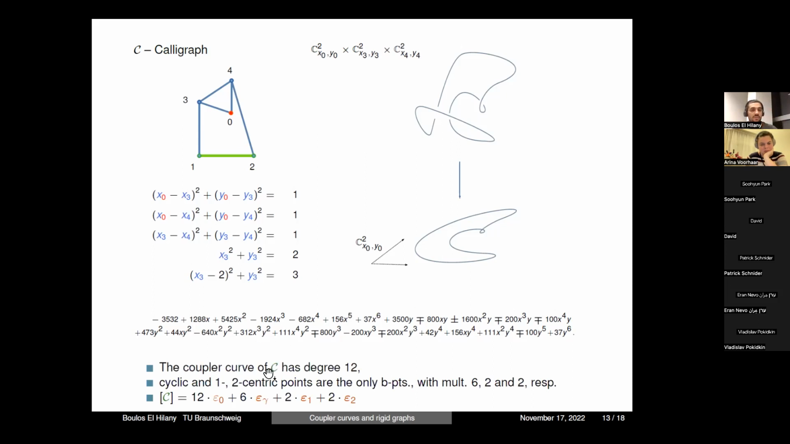So the coupler curve actually has degree 12, and just by the computations, one can check that it has the cyclic points, 1 and 2 cyclic points, as the only base points. So this confirms the theorem from before. And their multiplicities are 6 and 2 and 2 respectively. All this computation can be done by just solving the univariate equations. And so this means that the class here is 12 times E0, because the degree is 12, plus 6 times epsilon gamma, plus 2 times epsilon 1, plus 2 times epsilon.